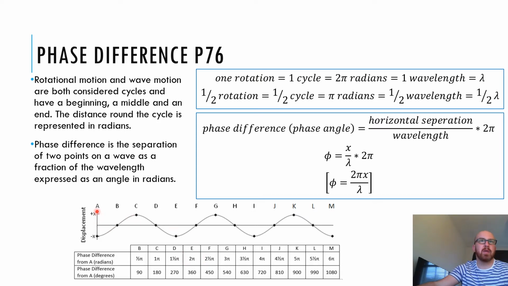A to C would be half a wavelength, so horizontal separation divided by the wavelength times 2 pi ends up being, to C, 1 pi. This symbol here is like a capital theta. I'm pretty sure it's capital theta. It might be a capital omega. I can never remember what this is called, but it's the phase difference or phase angle. And it's x, which is horizontal separation, divided by lambda times 2 pi. The 2 pi goes up and becomes 2 pi x over lambda, and that is your phase difference.